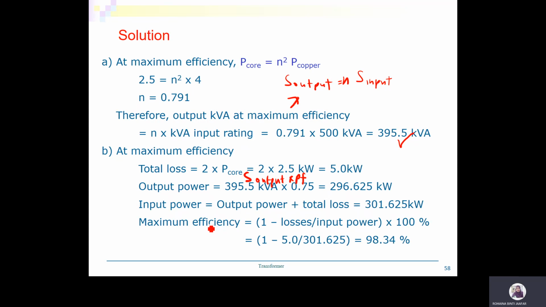And then maximum efficiency is equal to 1 minus losses over input power, times 100%. So you will get 98.34.